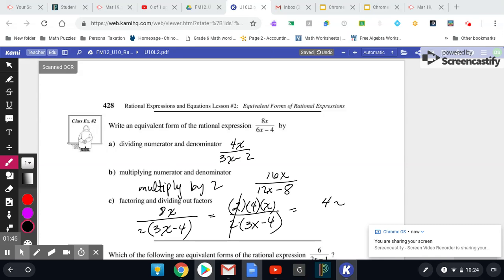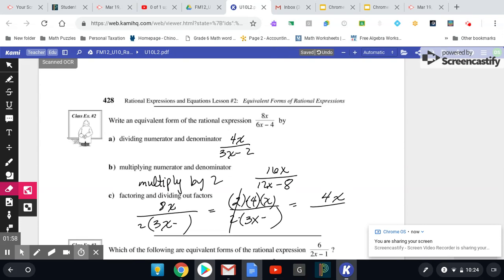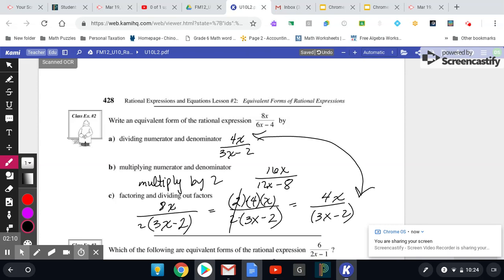So what I am left with is 4x over, oops, I made a mistake. When I pull out a 2 here, I should have made this be a 2. My mistake. So I should have 3x minus 2 left because I pulled out the common factor of 2. So you see that these two expressions are the same.